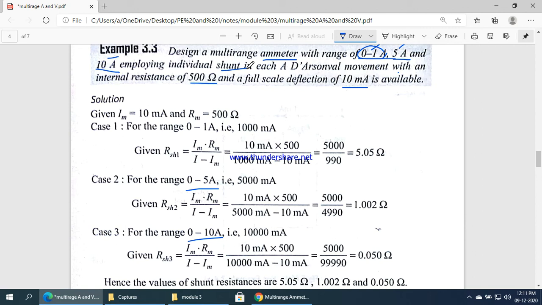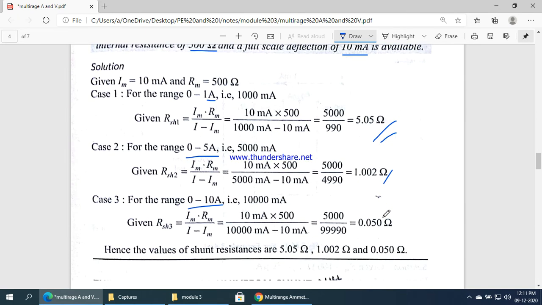Same as previous, the Im value we know, Rm we know, and the I value is given in the range 0 to 1, 0 to 5 and 0 to 10 amps. After substituting the values, this is the resistance required to make the meter into a multi-range ammeter. Hence the values of shunt resistance are 5.05, 1.002 and 0.050 ohms. So these are the values of shunt resistance.